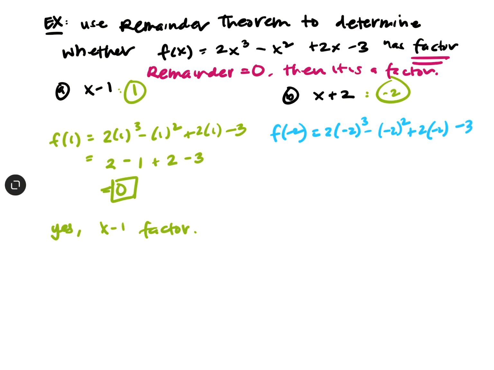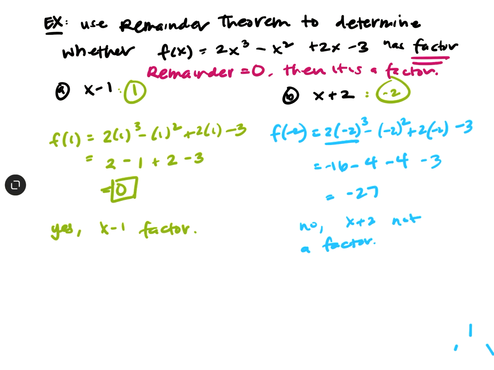Okay, so first term, negative 2 cubed is negative 8 times 2 is negative 16, minus negative 2 squared is positive 4, and then plus 2 times negative 2, which is negative 4, and then minus 3. So this one's not going to come out, right? Negative 16 minus 4 is negative 20, minus 4 is negative 24, minus 3 is negative 27. So no, x plus 2 is not a factor.